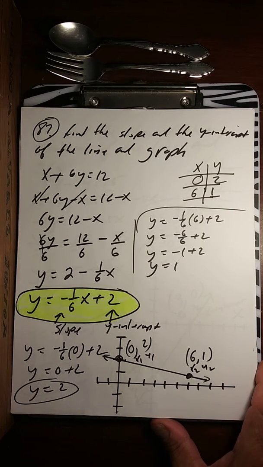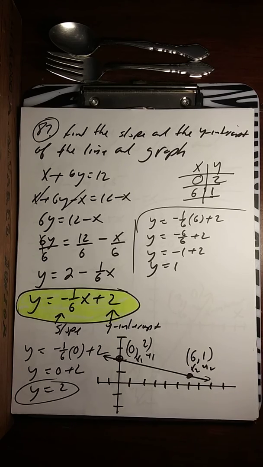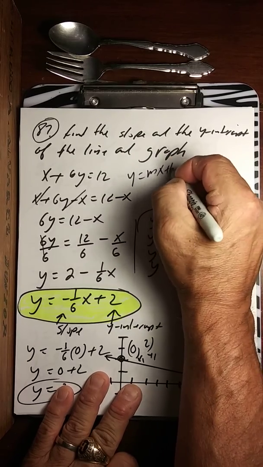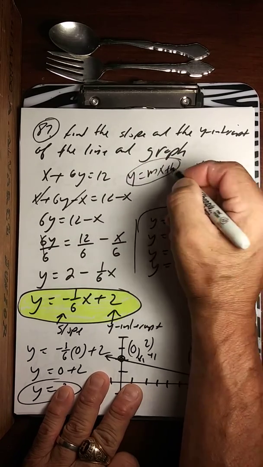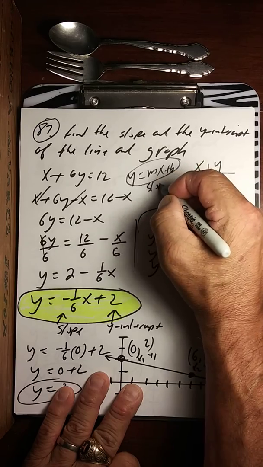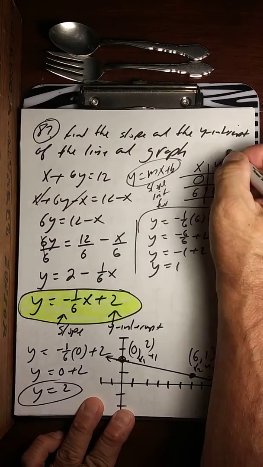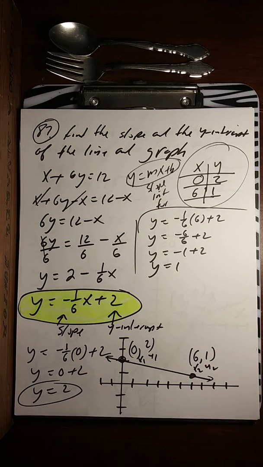Find the slope and the y-intercept of the line. That means we need to rewrite it. How? We need to make it look like this thing here. Y equals mx plus b, the one we just did right now. Slope-intercept form. The slope-intercept formula.